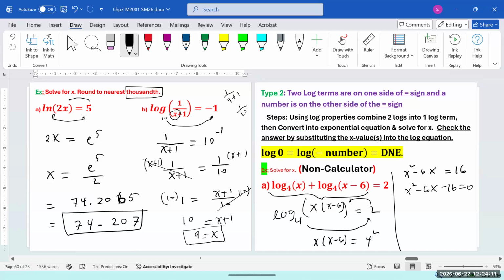And then factor. Can you think of two numbers that multiply to 16 and combine to 6? 8 and 2. What sign must 8 have? Negative. That means 2 must be what? Positive. Great. So from here we get x minus 8 equals 0. That gives us x is 8. And from here we get x plus 2 equals 0. So we get x equals minus 2.